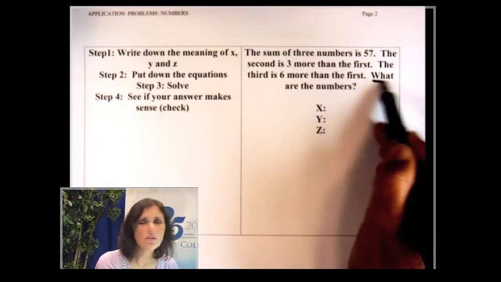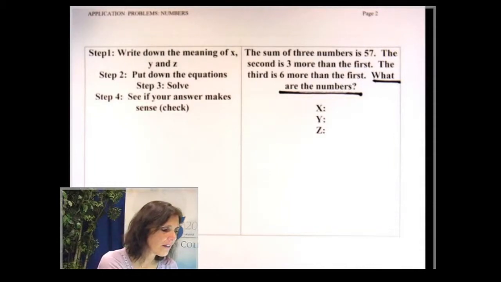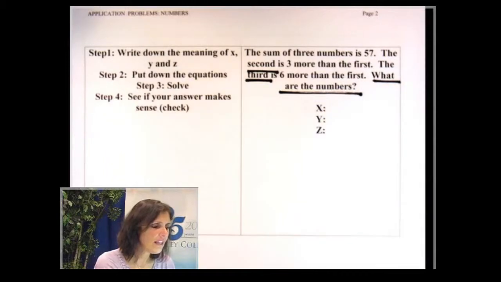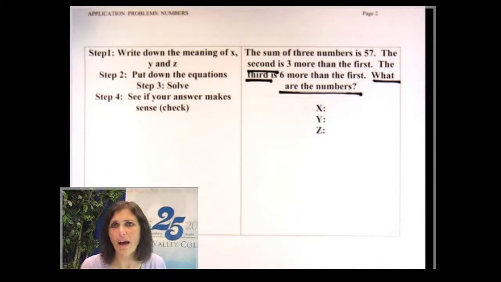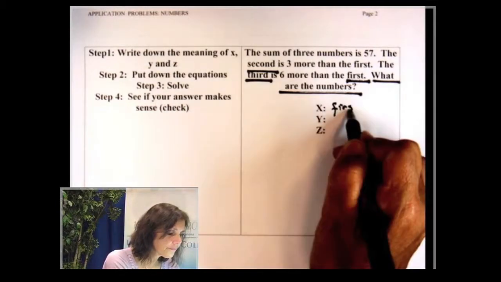What are the numbers? So they're asking me what the numbers are. That kind of gives away what X, Y, and Z mean. And then they're talking about the second, the third, and then the first. So we're talking about three things and they're numbers. So let's label them. X is first number.